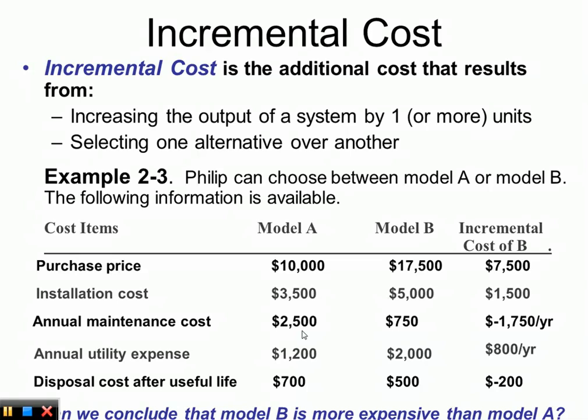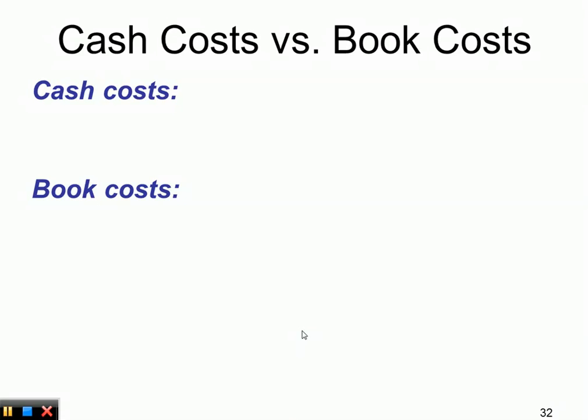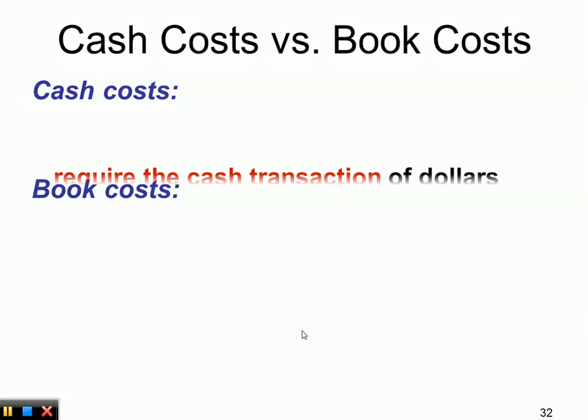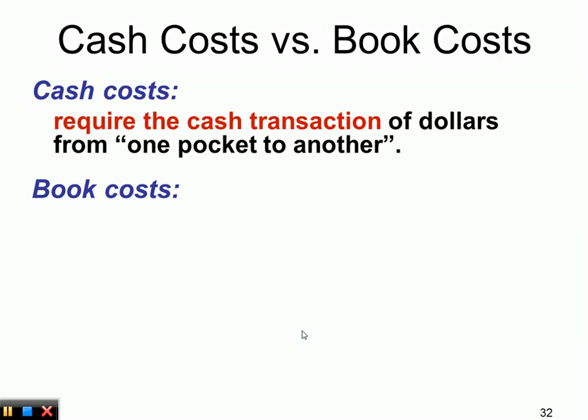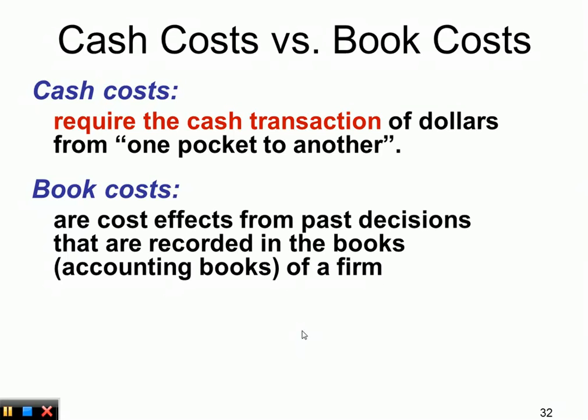Alright, so another tricky question was answered. Now let's take a look at different types of costs, cash versus book costs. Cash costs require cash transactions of dollars from one pocket to another. Basically, either you're paying somebody or you're being paid. But book costs are cost effects from past decisions that are recorded in the books, which means accounting books of a firm. So you can see that book costs do not necessarily represent a cash transaction. It's just cost effects of past decisions.